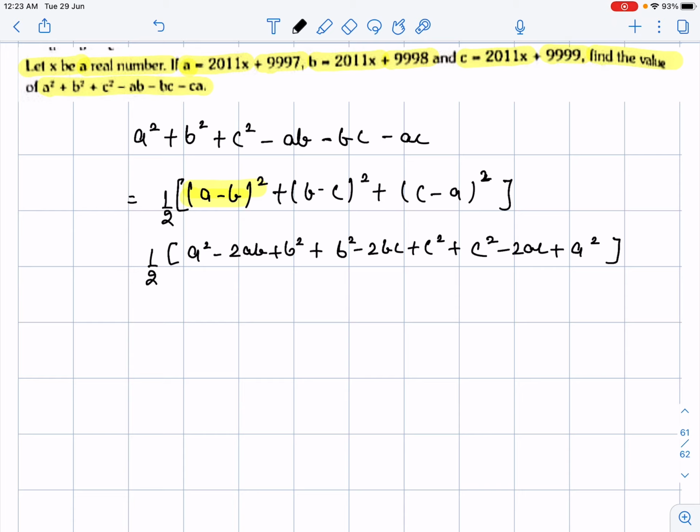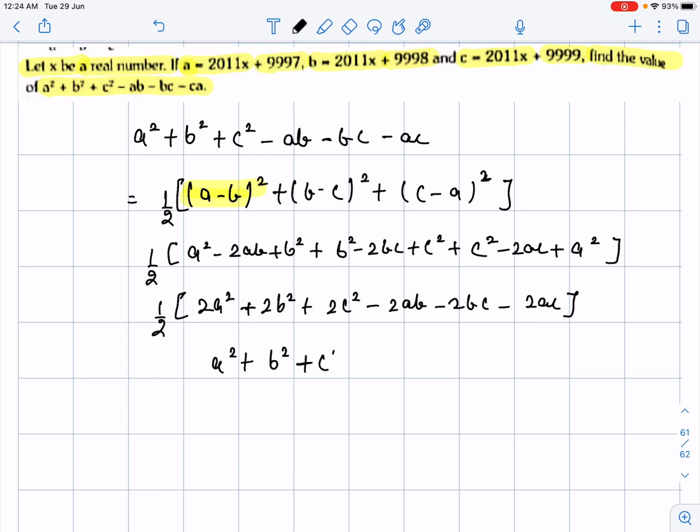So guys, what are we going to get over here? 2a square plus 2b square plus 2c square minus 2ab minus 2bc and minus 2ac, and that will be divided by 2. So I will get a square plus b square plus c square minus ab minus bc minus ac. Hope you guys have got my point.